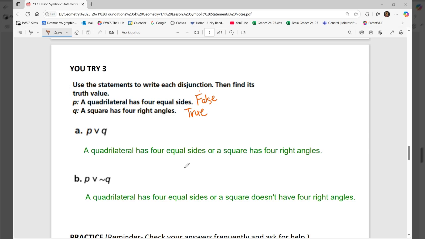So hopefully you were at least able to write these statements. I didn't tell you which of the two originals were false or true. So if you didn't know, that's okay. But a quadrilateral doesn't always have four equal sides, so that's false. And a square does always have four right angles, so that's true. So when I look at these, P or Q, false or true, that means I just need one of them to be true. So this whole compound disjunction is true. For this one, P was false. Q was true, but now we're doing the negation of true, which means we're changing its truth value to false. So this is a completely false statement.